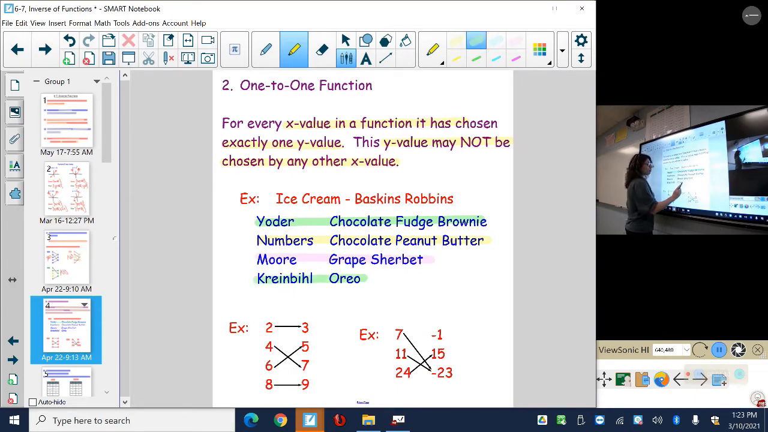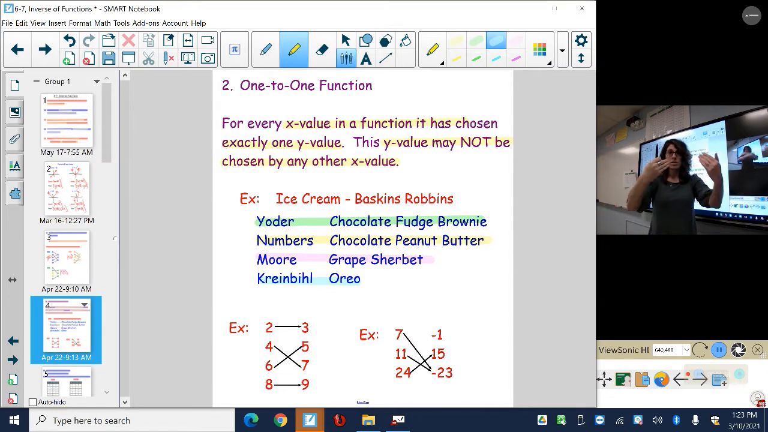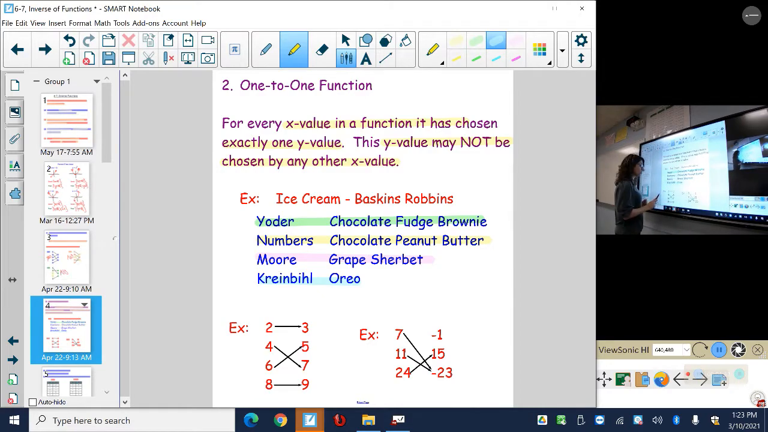And Miss Crimebell would choose Oreo. What this means is nobody else can choose that. It has to only be those flavors. Okay? Oreo chooses Crimebell. Chocolate fudge brownie chooses me. Nobody else can have it. The whole entire gallon is mine of chocolate fudge brownie. Nobody else can have it. That's what a one-to-one function is.